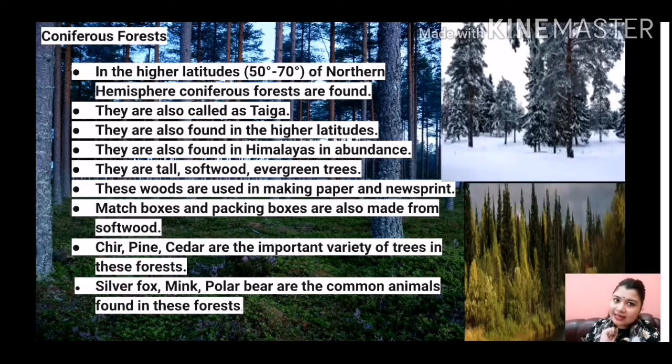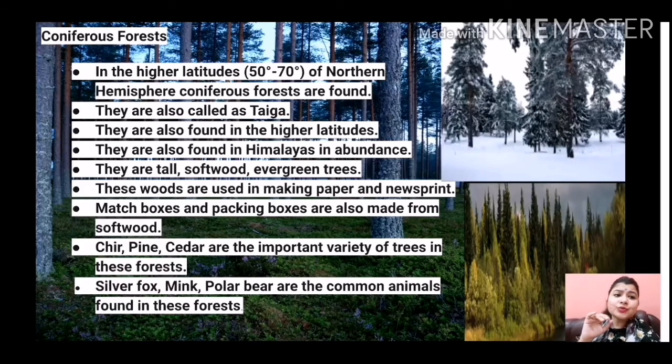They are also called taiga. They are found in higher latitudes, and also in the Himalayas in abundance. They are tall, softwood, evergreen trees. These woods are used in making paper, newsprint, matchboxes and packing boxes. Cheer, pine and cedar are important varieties of trees in coniferous forest. Silver fox, mink and polar bear are some common animals found here.